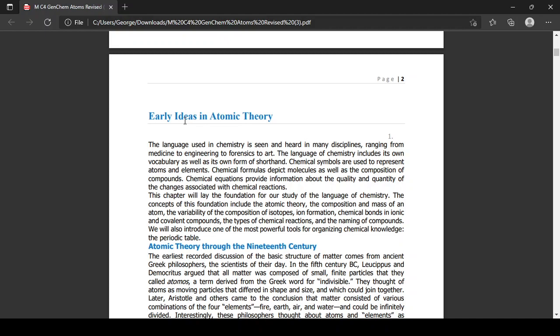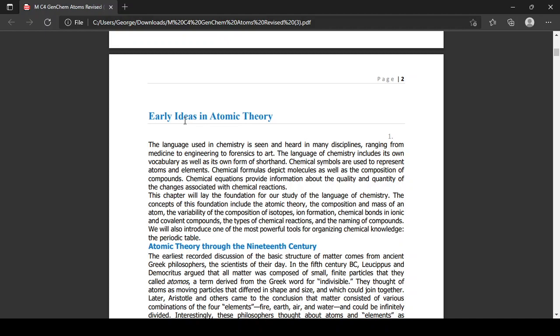The language of chemistry includes its own vocabulary as well as its own form of shorthand. Chemical symbols, kids, are used to represent your atoms and elements. Chemical formulas depict molecules as well as the composition of compounds. Chemical equations provide information about the quality and quantity of the changes associated with chemical reactions.